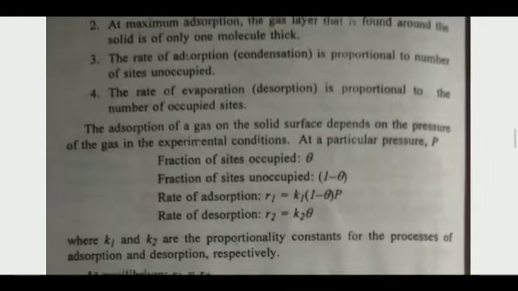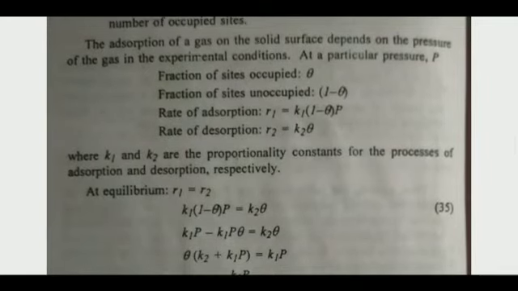The absorption of gas on the solid surface mainly depends on the pressure of the gas used in the experimental conditions. At a particular pressure P, the fraction of sites occupied is designated by theta. So the fraction of sites unoccupied is 1 minus theta. The rate of absorption is indicated by R1, which is equal to K1 into 1 minus theta into P. The rate of desorption is designated by R2, which is equal to K2 into theta.